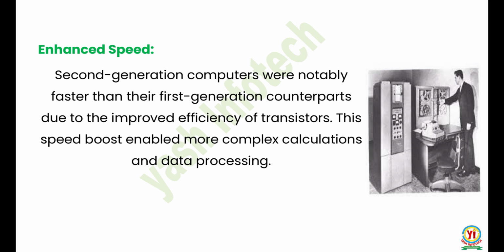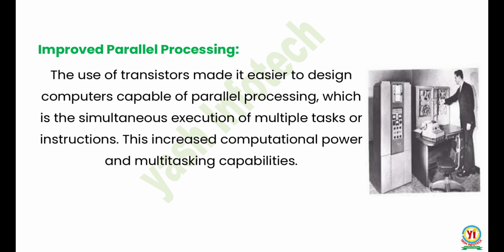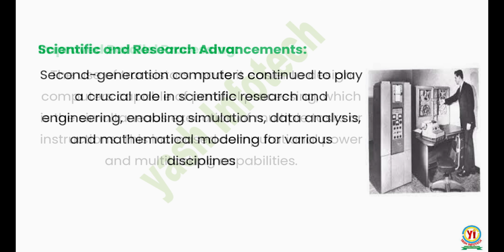Enhanced speed. Second-generation computers were notably faster than their first-generation counterparts due to the improved efficiency of transistors. This speed boost enabled more complex calculations and data processing. Improved parallel processing. The use of transistors made it easier to design computers capable of parallel processing, which is the simultaneous execution of multiple tasks or instructions. This increased computational power and multitasking capabilities.